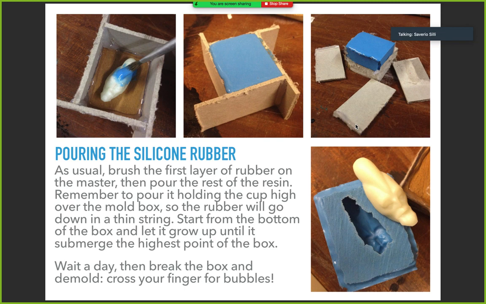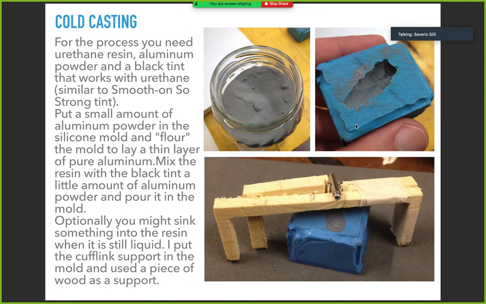Anyway, in this case, after the silicone was cured, I removed all the wood and other parts, and I took out my Jedi Master head. Then I made a cold casting. Yesterday Neil showed us, he was using this Cerrotru, which is a kind of metal alloy that is made of bismuth and tin and other metals. And they come in different temperatures for the melting point.